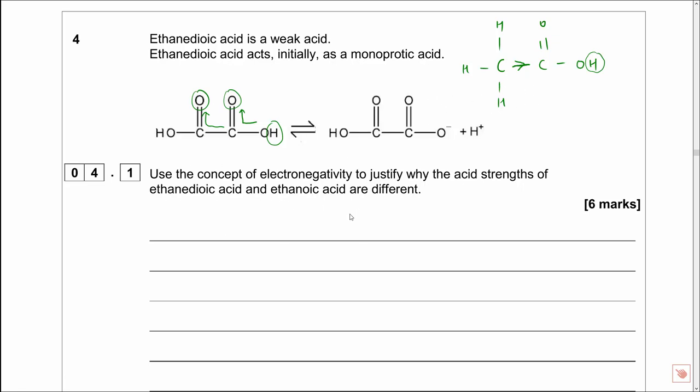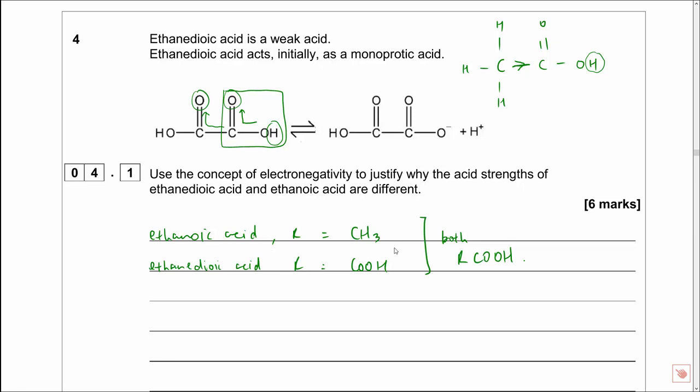You're not given ethanoic acid, but talk about it. So in ethanoic acid, we could call it the R group if you like. That's what the mark scheme calls it. They both have this in common. So in ethanoic acid, R equals CH3. Whereas in ethane dioic acid, you want to make this point clear that they both have the same carboxyl group. So you could say both are COOH. So that basically gives you quite a good starting point there.